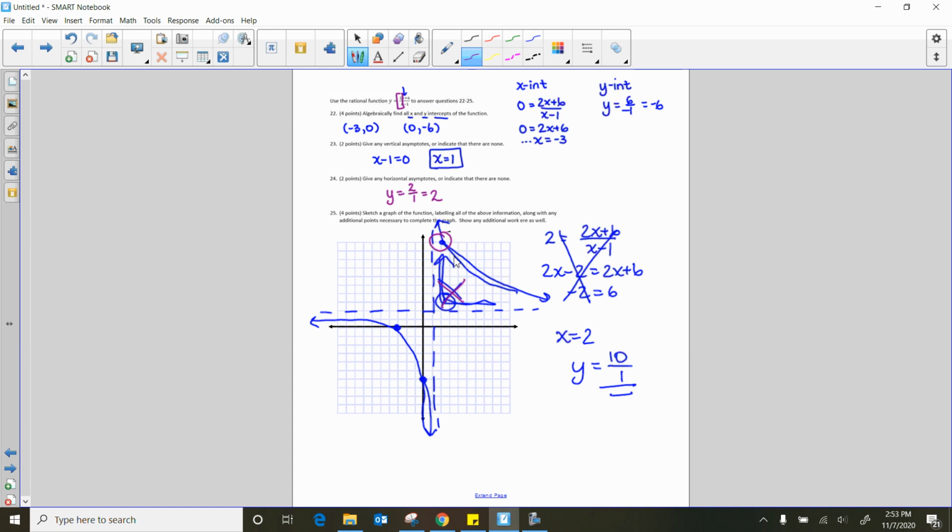But I needed to see that you knew. Again, we don't touch or cross this thing, we don't touch or cross that thing, so 1 point is plenty to know the shape of that graph. And your sketch doesn't have to be perfect, but it has to correlate with the work that you did up here, along with anything else that you showed me to try to fill in the missing pieces.